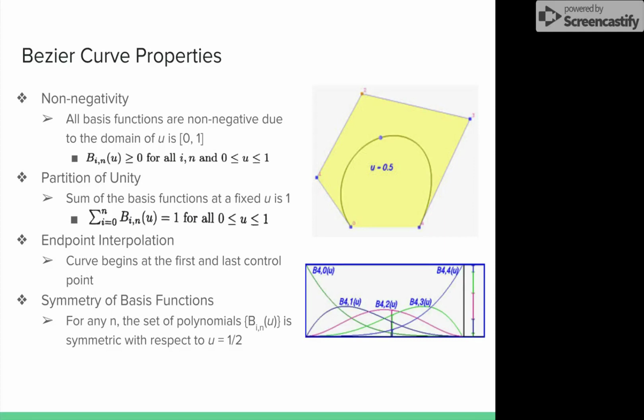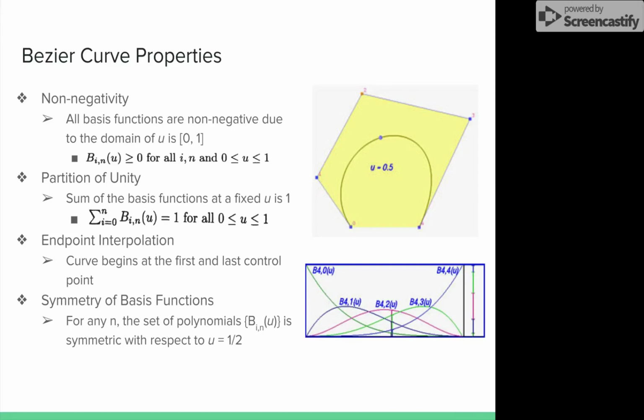All right, let's talk about some Bezier curve properties. The first Bezier curve property that we will go over today is one of the most important and most well-known ones, the non-negativity property. This property states that all basis functions are non-negative due to the domain of u being in the range of 0 and 1. Since the domain of u is in the range of 0 and 1, which is a positive range, all the basis functions have to be positive as well. The bolded mathematical equation at the bottom right underneath the definition is the mathematical representation of this property.